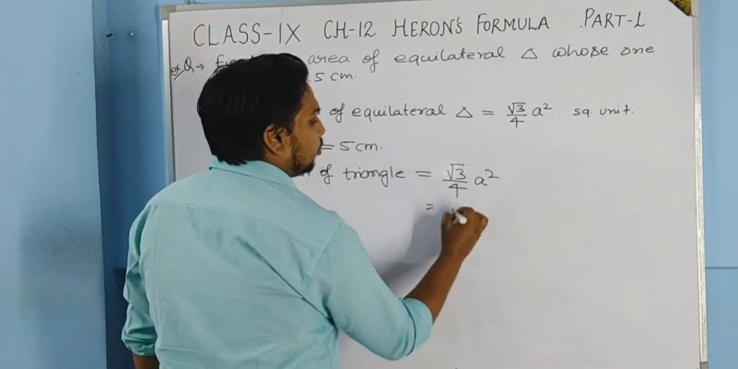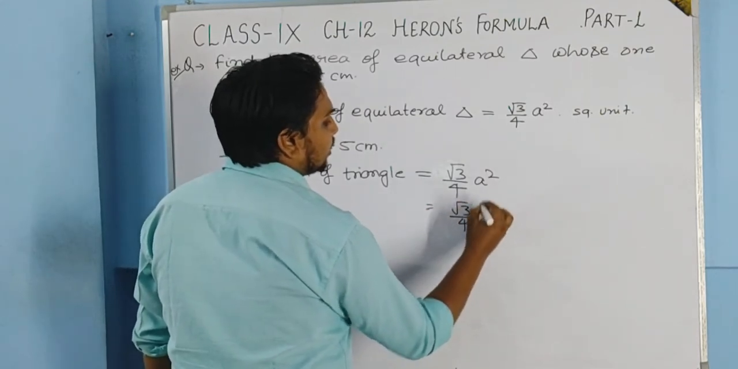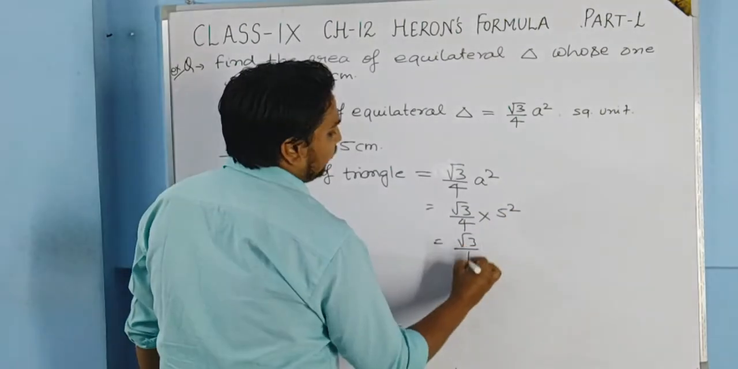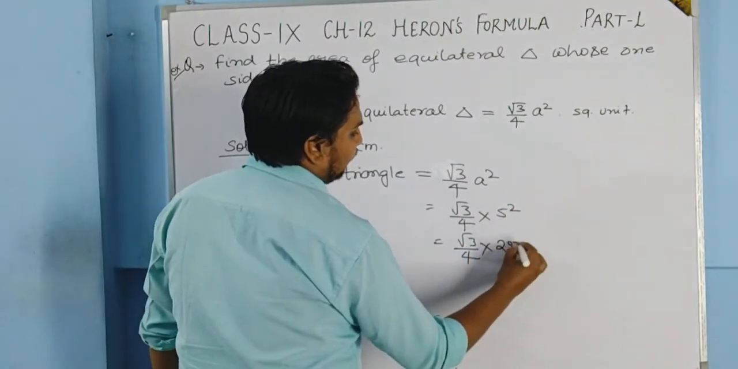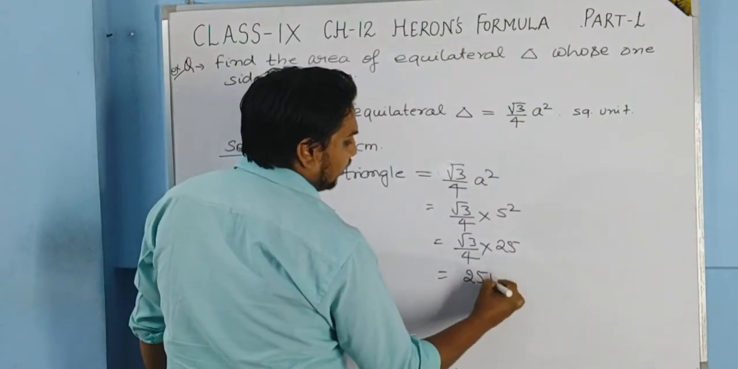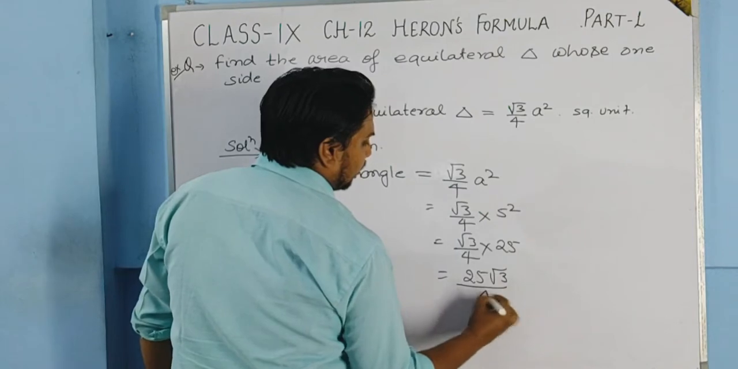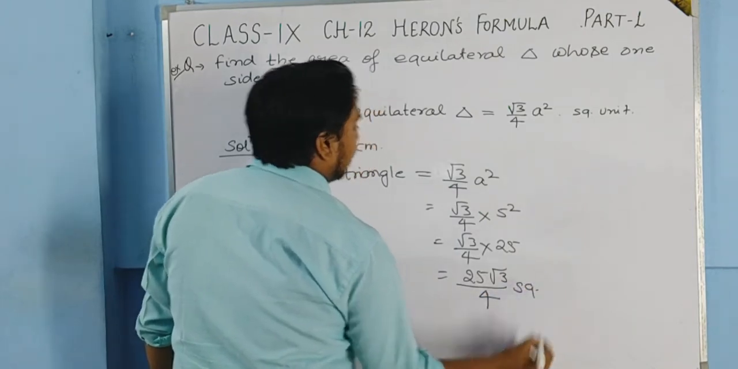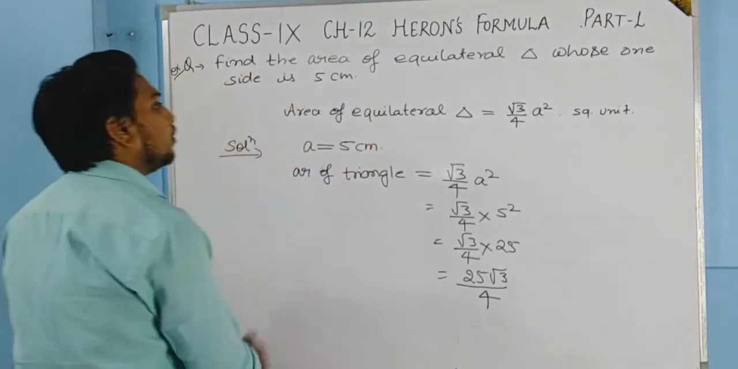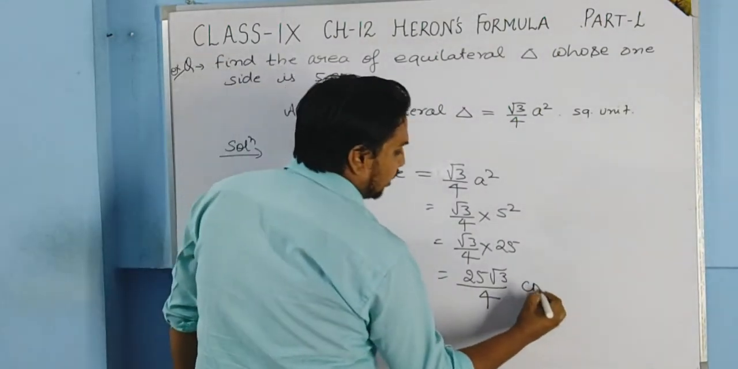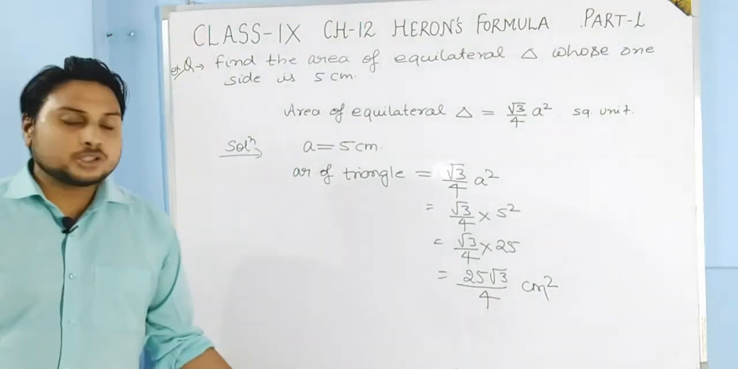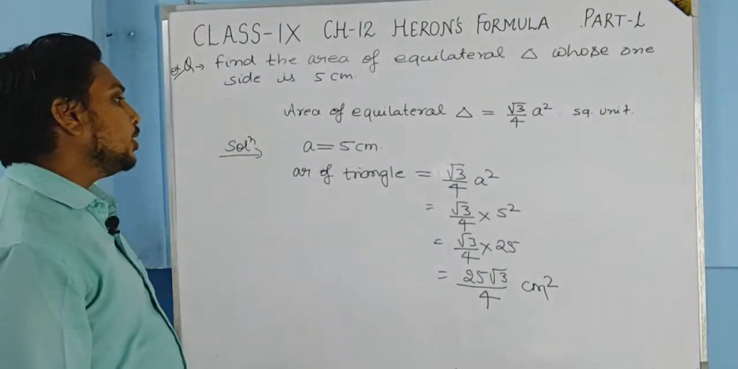So root 3 by 4 a square, the value of a is 5, so it will be 5 square. Root 3 by 4, 5 square is 25. So the area of the triangle is 25 root 3 by 4. Also it is given in centimeters, so you can write centimeter square here. So this is the solution of this example question.